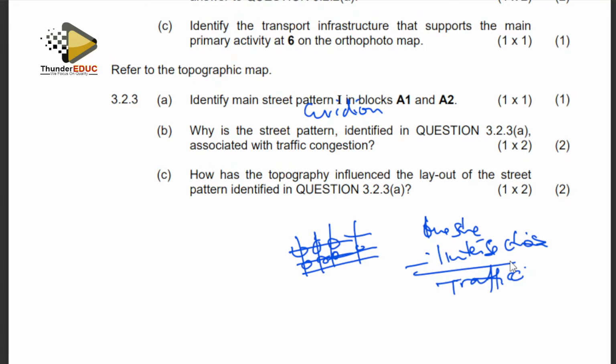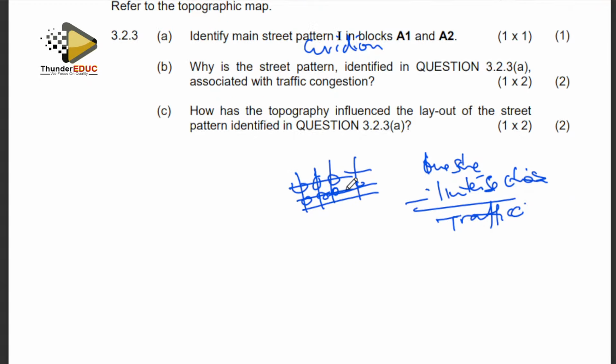And in most cases, when these traffic lights are not working, it's a problem. You know that. All right. So that is why they have a lot of traffic congestion.